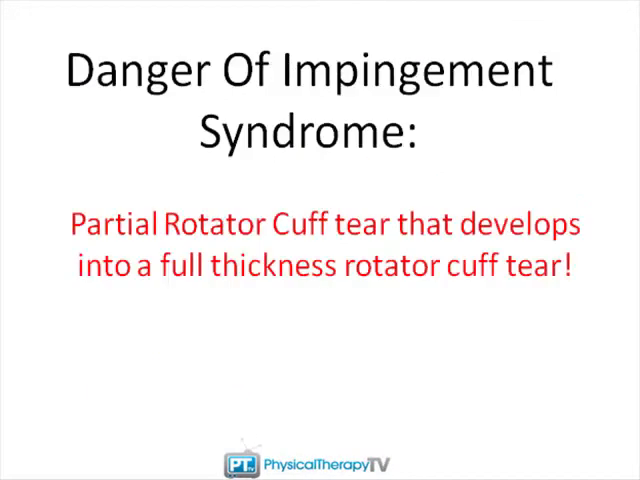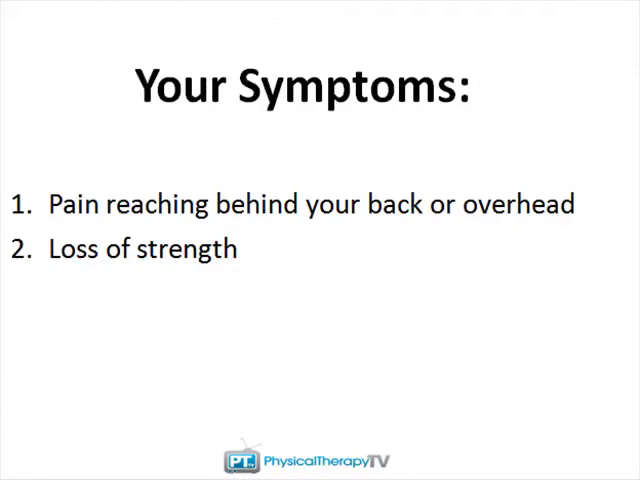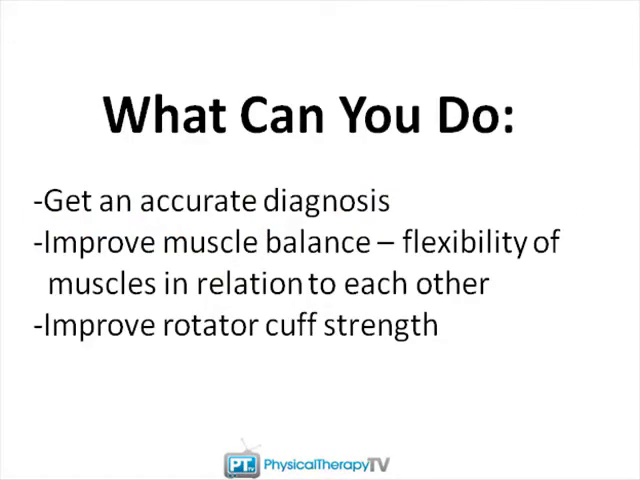Now the danger of not addressing shoulder impingement is that it can lead to a rotator cuff tear, which can really be a serious condition. So your symptoms might include pain reaching behind your back or overhead. It will include a loss of strength. It's very important that you get an accurate diagnosis of your shoulder, and after you've got an accurate diagnosis, that you address the flexibility and strength of the muscles in your shoulder joint.